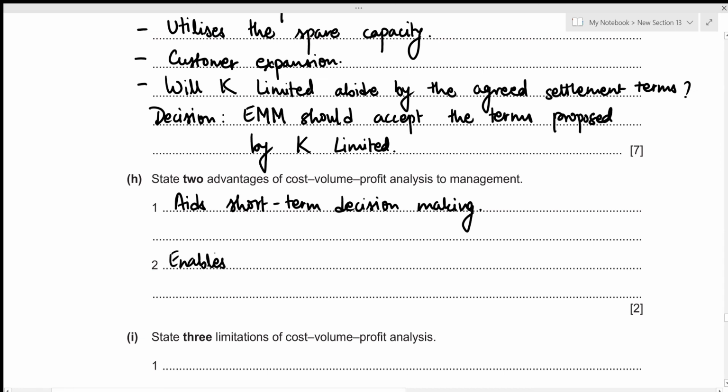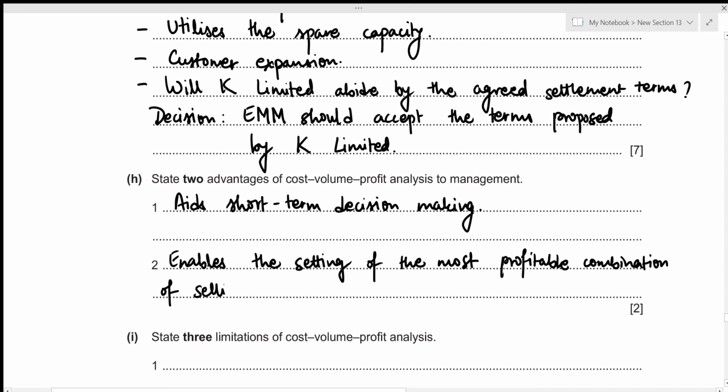Enables the setting of the most profitable combination of selling price, cost, and volume. Okay, this concludes the 8th part. Now we can move to the 9th one.